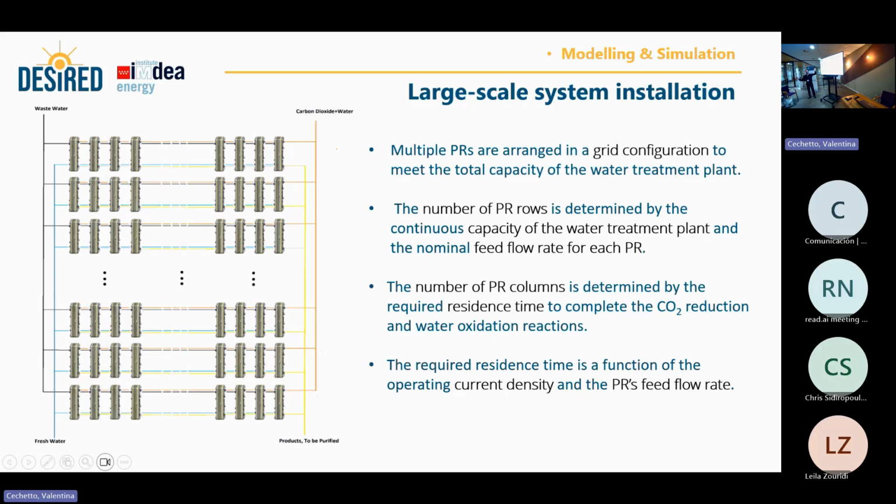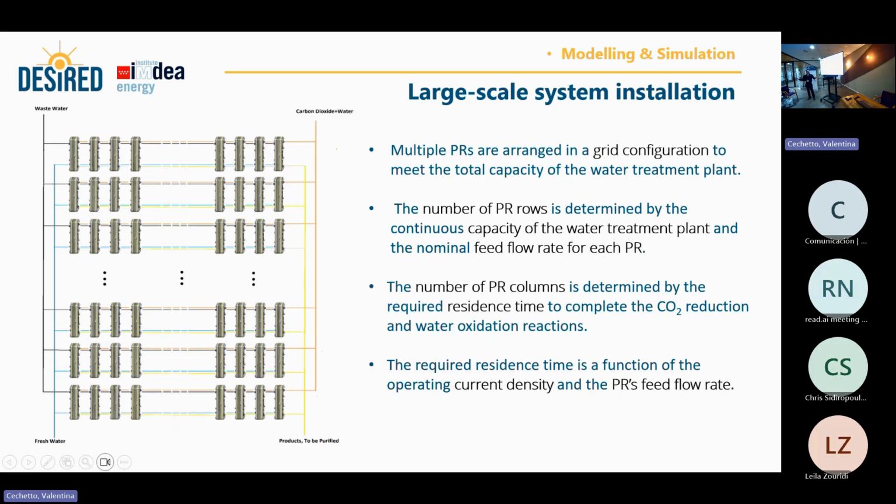to provide the full scale or the full capacity of the plant. So the residence time is very critical to us to know how much time we need to complete the reactions to determine the number of the reactors.